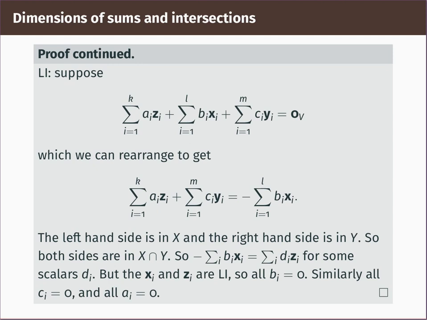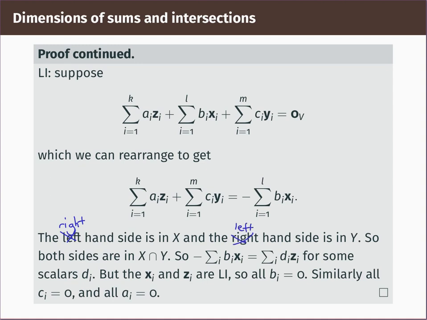So let's suppose we have a linear combination of the x's, y's, and z's equal to the 0 vector. Our job then is to show that all the coefficients in this linear combination must be 0. If we take this linear combination and rearrange it by moving the x's over to the right, then what we get is the sum of the aizi's plus the sum of the ciyi's is equal to minus the sum of the bixi's. But now let's look what we can say. I think I've made a little bit of a typo there and mixed up my lefts and rights. So let's just correct that.